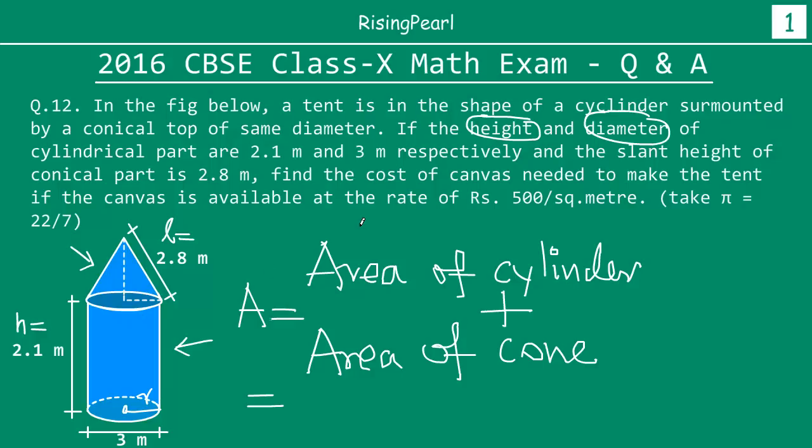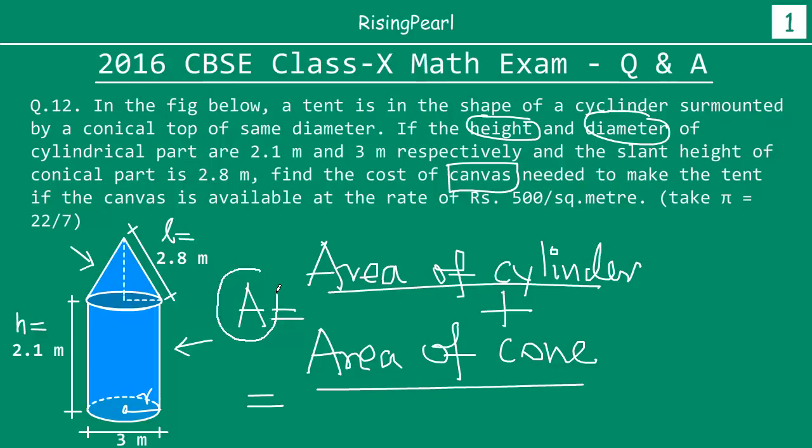What is canvas? Canvas is nothing but the cloth of the tent. The tent is made up of cloth, and that is canvas. Because the cloth is covering the entire tent, the tent is in the shape of a cylinder plus a cone. Once we find the area of the cylinder plus the area of the cone, that will give us the total area of the canvas.